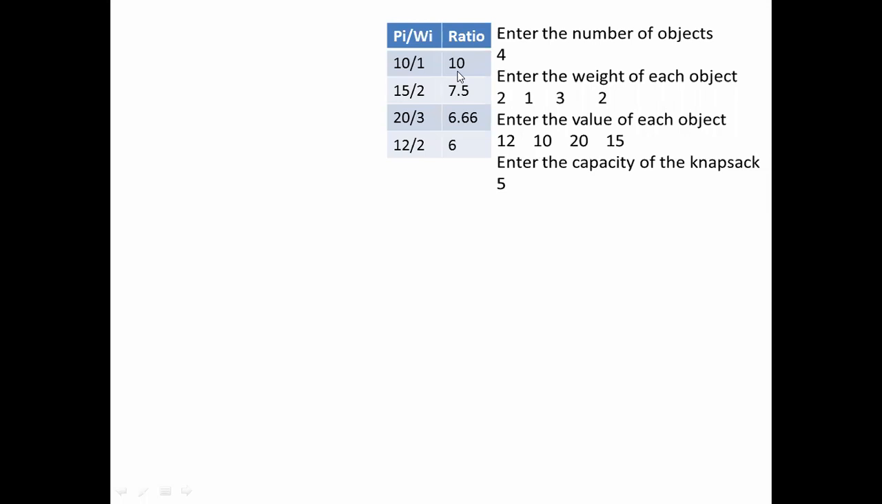So 10 divided by 1, which is equal to 10. So 10, 7.5, 6.66 and 6. So it is sorted in decreasing order of the ratio. So the items' positions have changed here. I hope you are getting it.